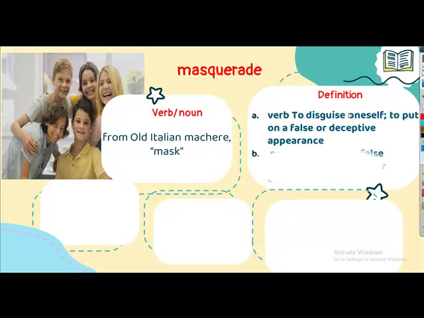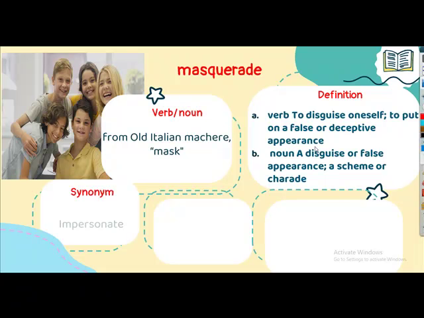The definition of the verb is to disguise oneself or to put on a false or deceptive appearance. Is it like hypocrisy? Yes, masquerade is like hypocrisy. As a noun, a disguise or false appearance, scheme, or trait. A synonym is impersonate. Masquerade, to impersonate. We use it in acting or pretending, to disguise.